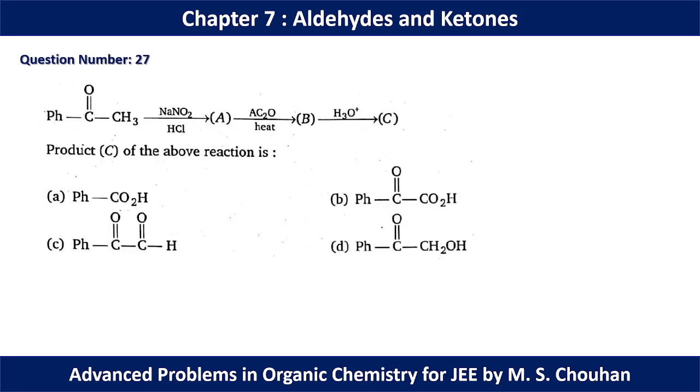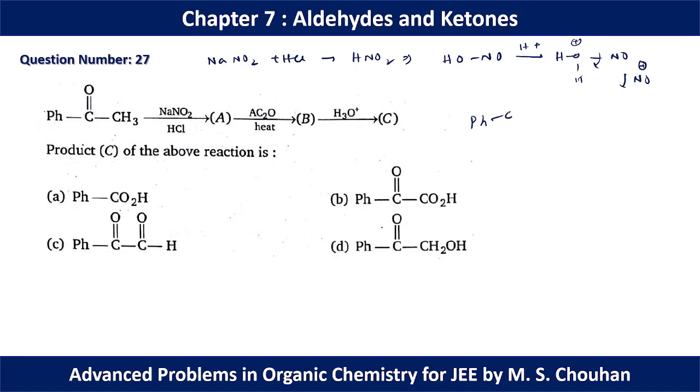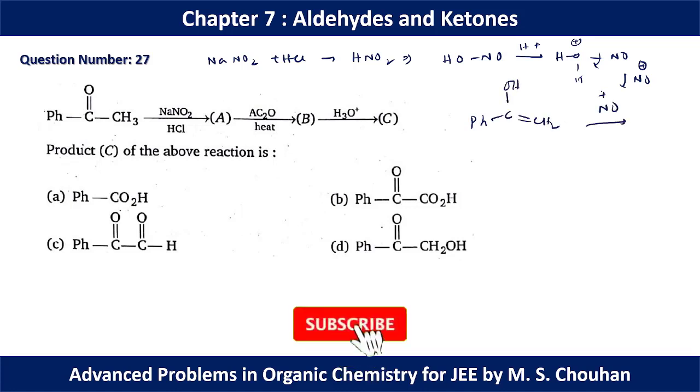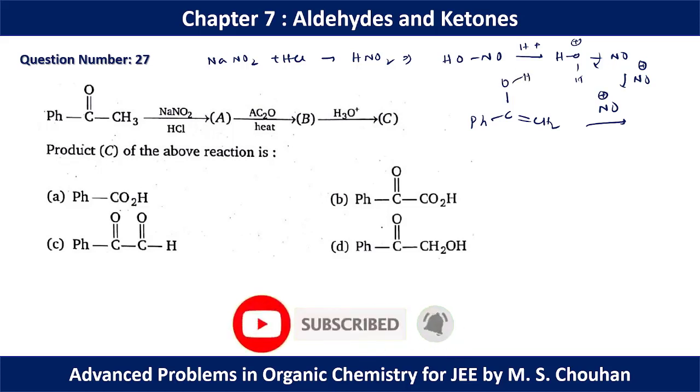In question number 27, we have NaNO2 and HCl. As we know, NaNO2 reacts with HCl to form HNO2. We can write HNO2 like this, and the medium is still acidic, so we can have this kind of situation which will give the NO plus in the medium. Now the medium is acidic, so we can have a tautomer like this, and this NO plus can react with this molecule by the following mechanism.